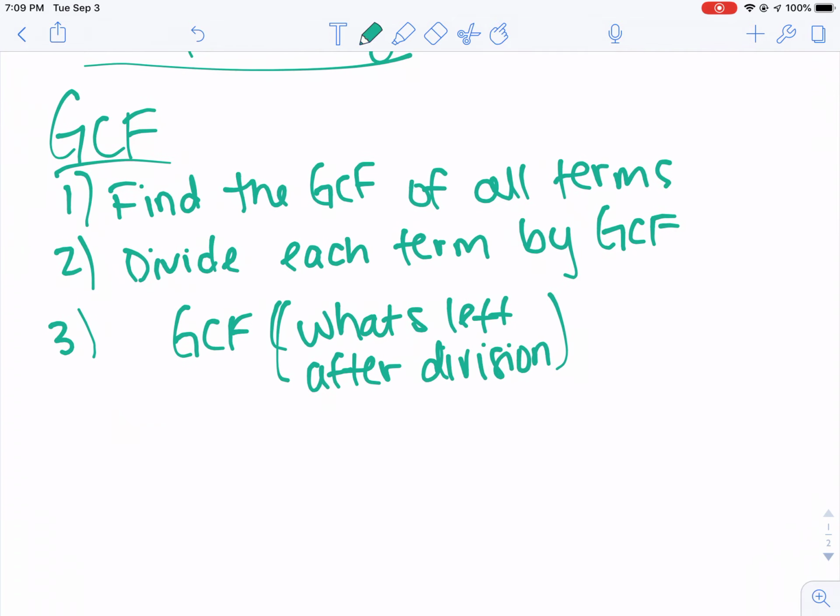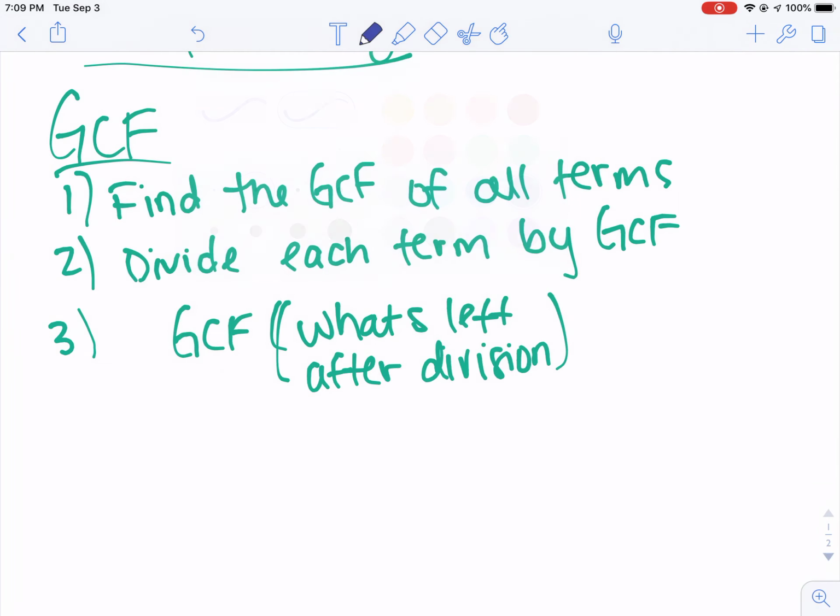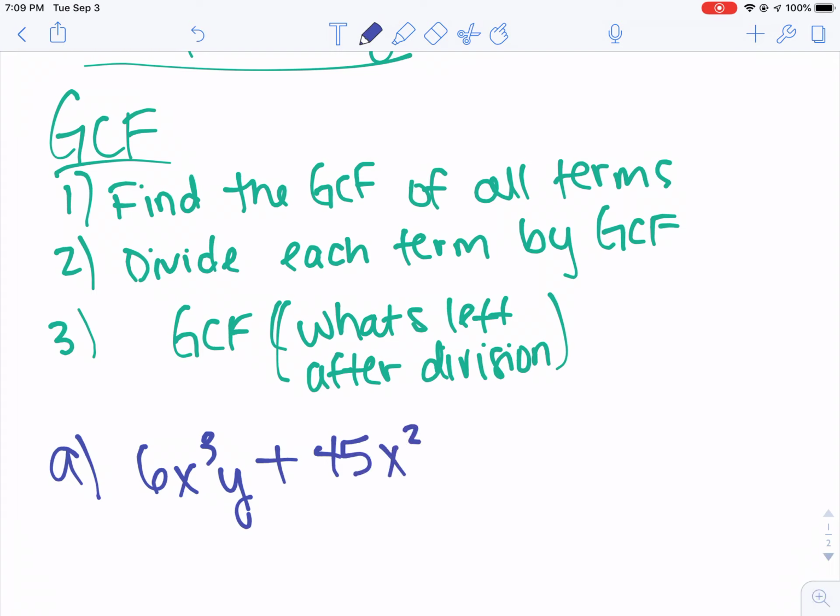So we did an example, and you may have to pause this as you go through, just so you know, because I am going to do this quickly. We did 2 examples. The first example we looked at was 6x cubed y plus 45x squared y squared plus 21xy.